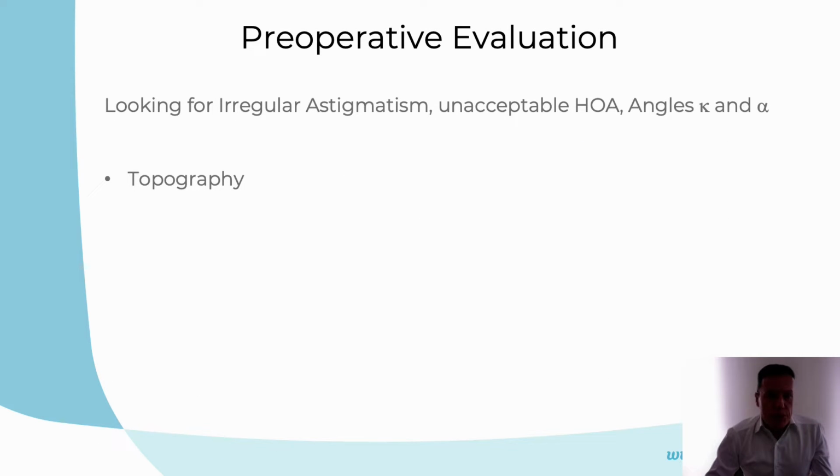What about the preoperative evaluation? We're specifically looking for irregular astigmatism, unacceptable higher order aberrations, angles kappa and alpha. How do we do it? We look at our topography. Epithelial thickness map gives us very valuable information, and we also measure higher order aberrations.